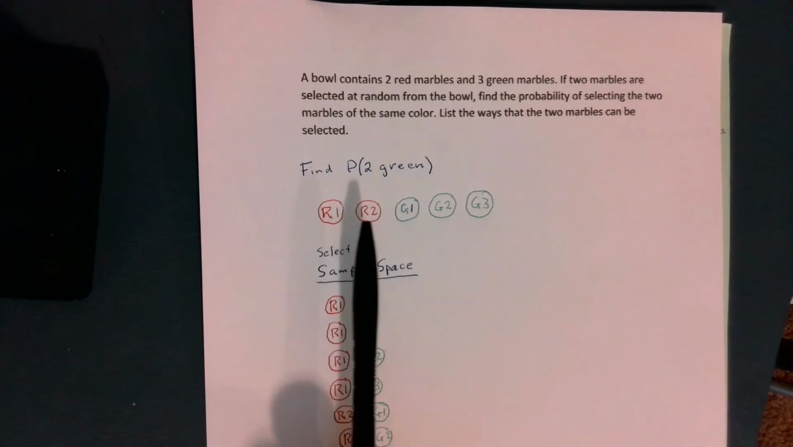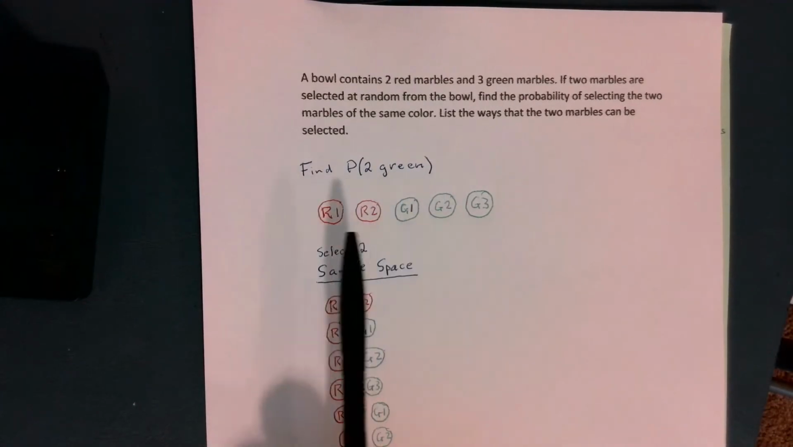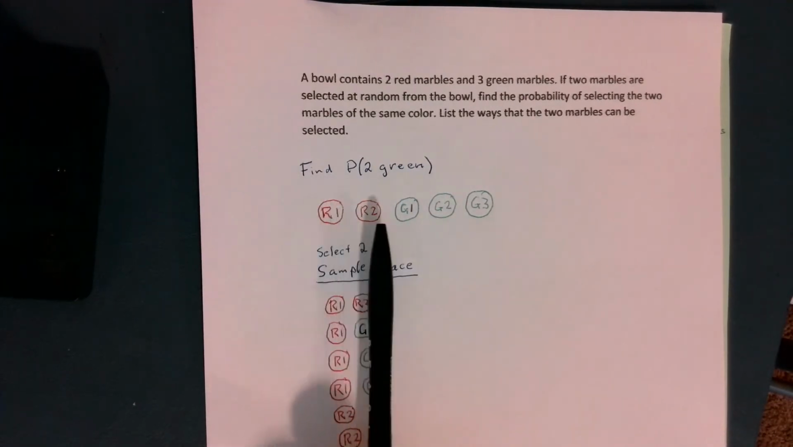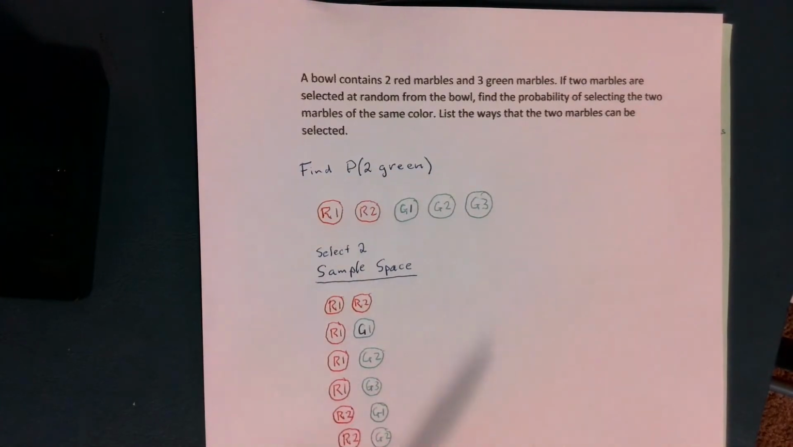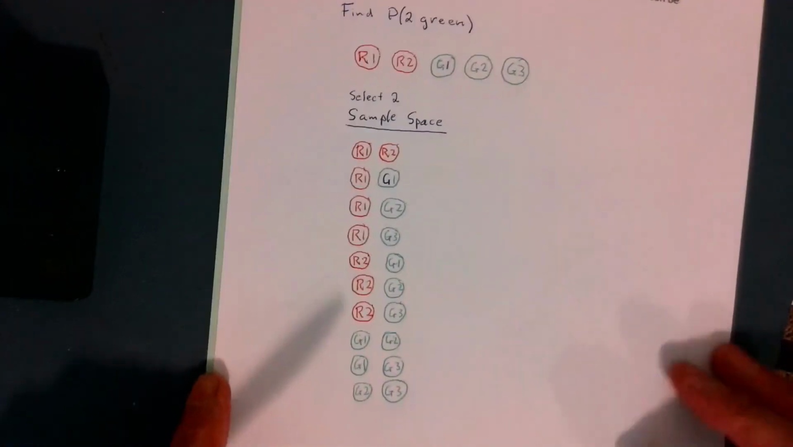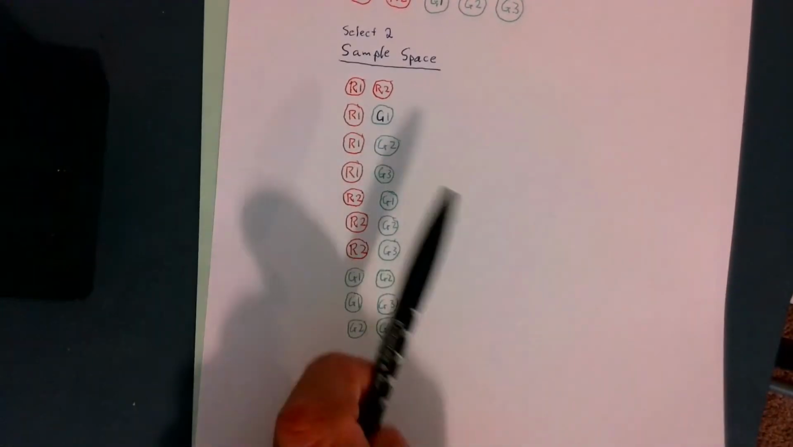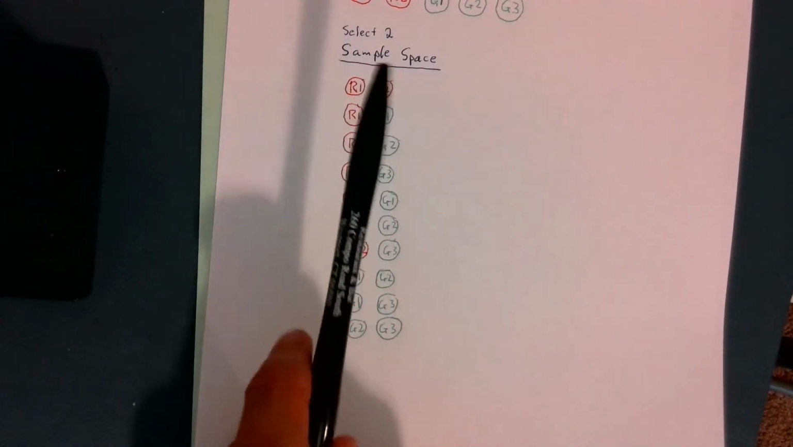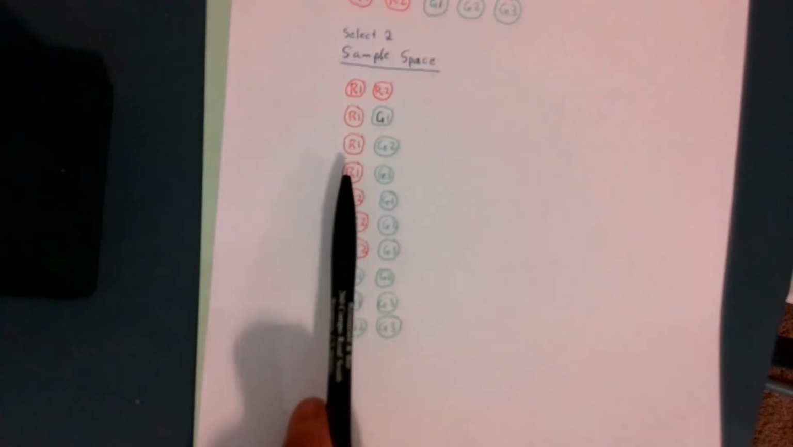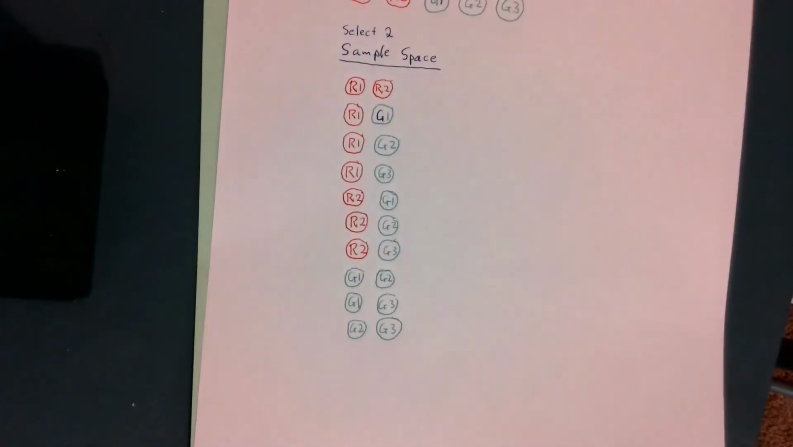So here are the 5 marbles we have in the bowl. I have them labeled. 2 reds and 3 greens. So the number of ways you can select the 2 marbles from these 5, I have listed in the sample space, all the possible outcomes. So there's 10 ways you can select 2 marbles from the 5 marbles.